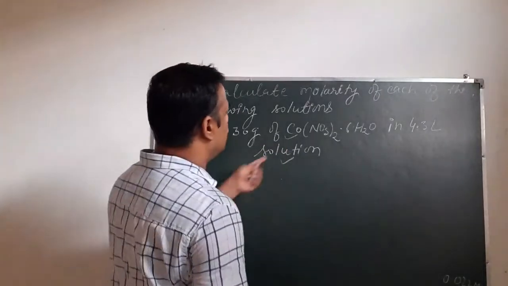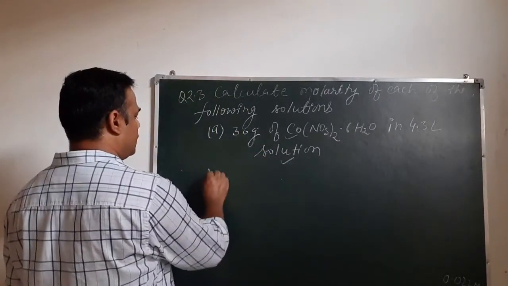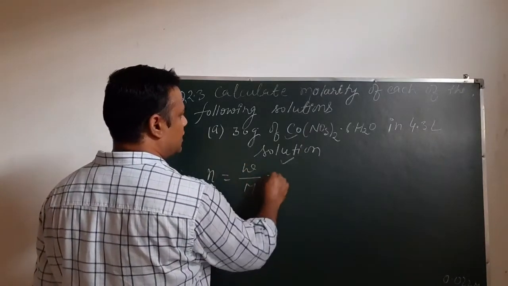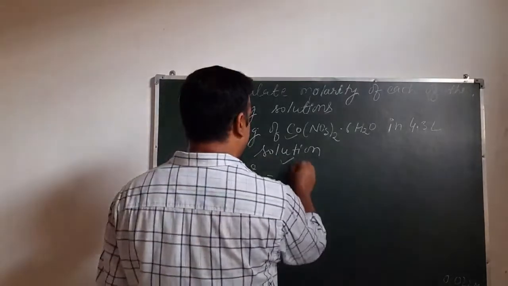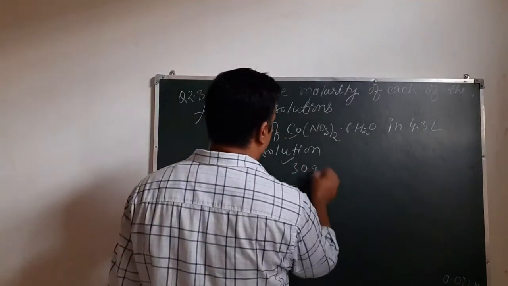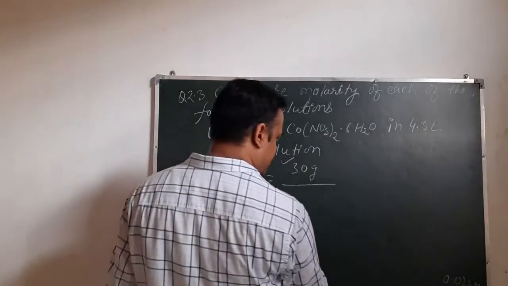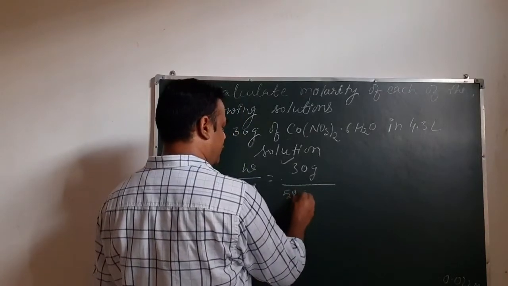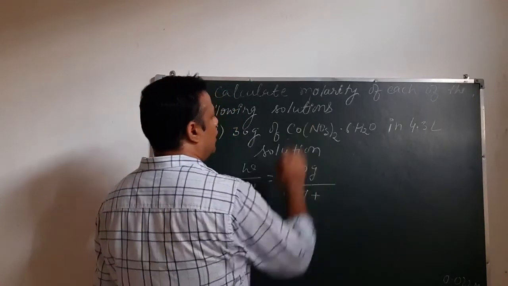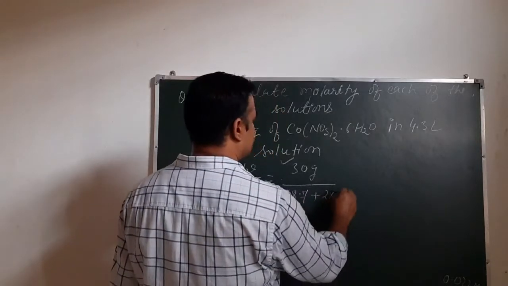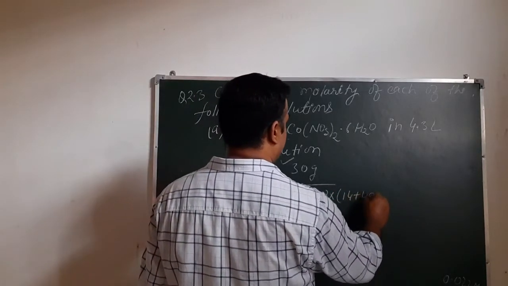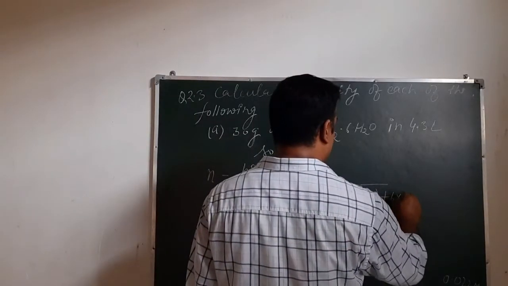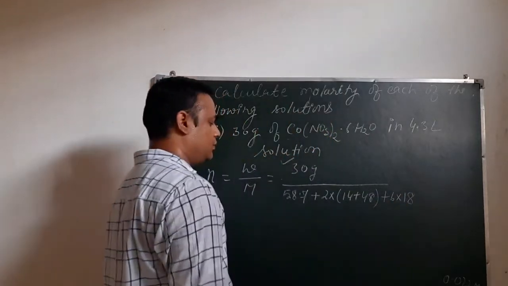So first we have to calculate the moles of cobalt nitrate, and we know that number of moles equals given mass upon molar mass. Given mass we have 30 gram and molar mass will be, for cobalt it is 58.7 plus 2 into molar mass of NO3, which is 14 plus 48, and plus 6 into molar mass of H2O, 18 gram per mole.